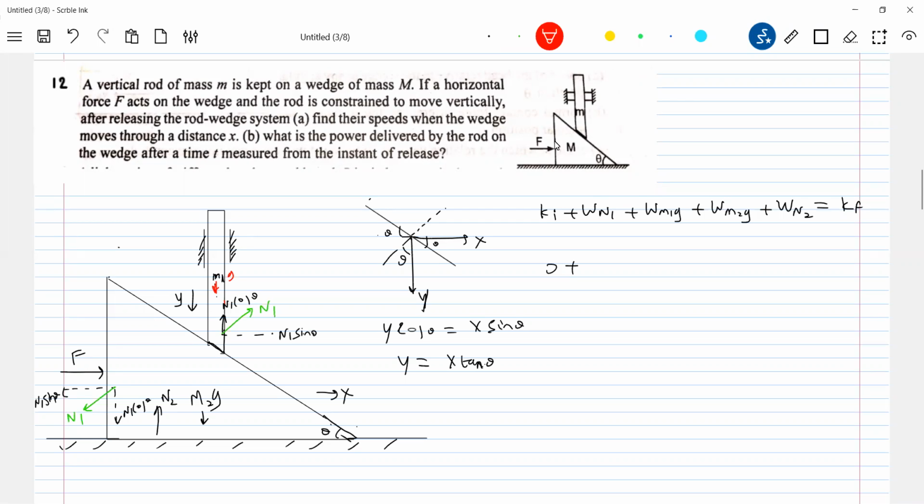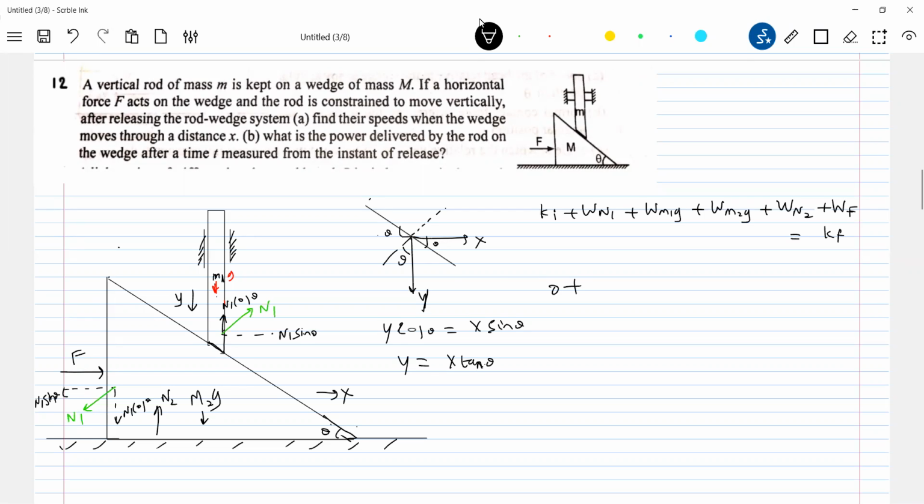What about the work done by force F, sir? Someone is asking, no? I didn't write it, here I'll write it. Work done by applied force equal to final kinetic energy. Okay, this much it is. So initial kinetic energy, work done by normal contact.